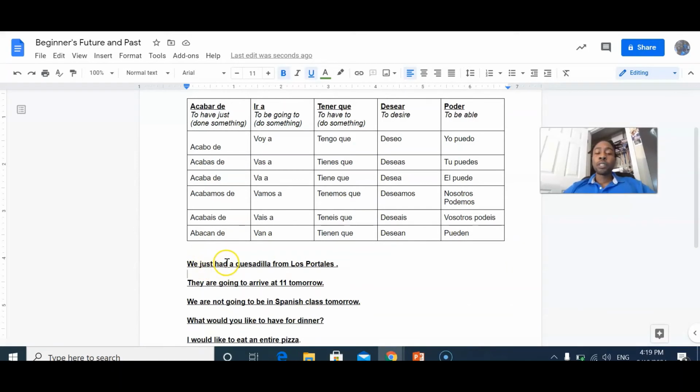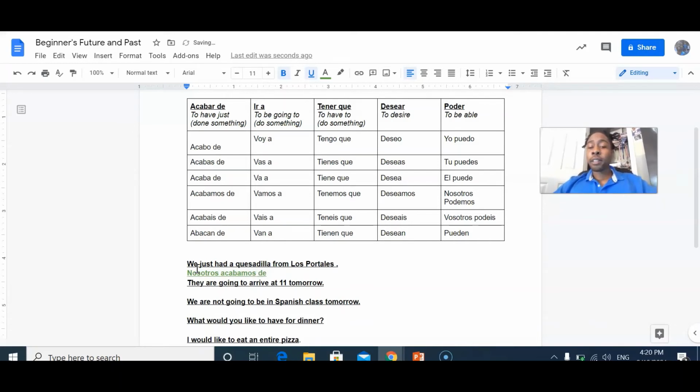Cuando decimos we just had, we are going to need two things here. Un verbo de aquí y un verbo que ya sabemos. We're going to need a verb from up here, and we're going to need a verb that we've already learned. So we're going to see which one of these is actually being used here. We just is acabar de. And which form of acabar de do we need? We can see that here we have we, which is not yo, not tú, not él o ella, but nosotros. So our sentence will start with nosotros acabamos de or acabamos de. So nosotros acabamos de.